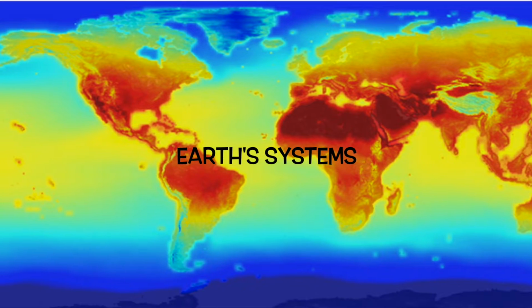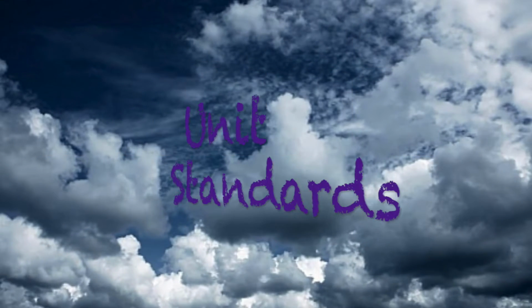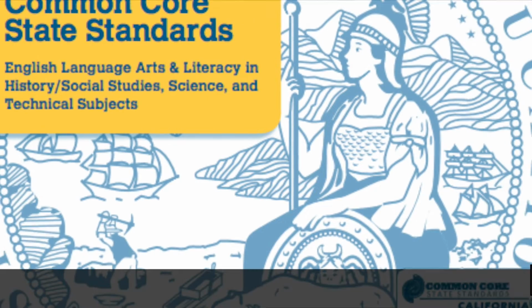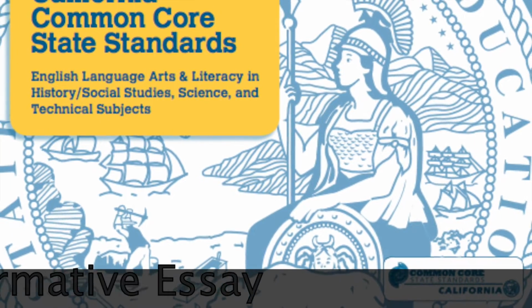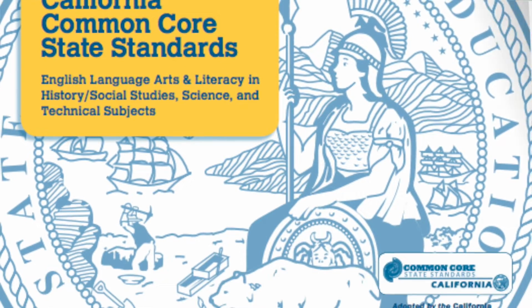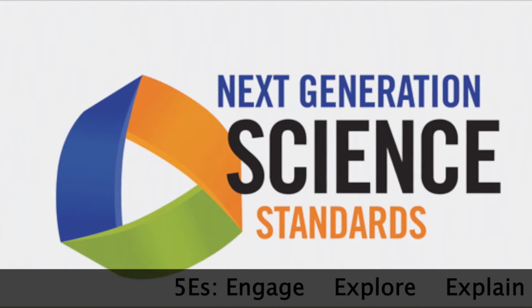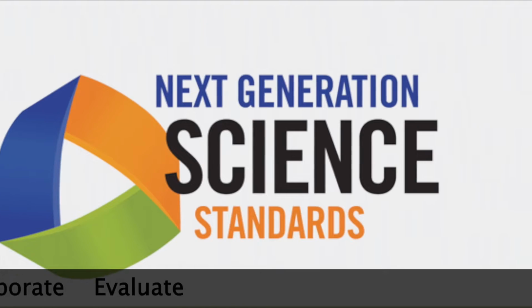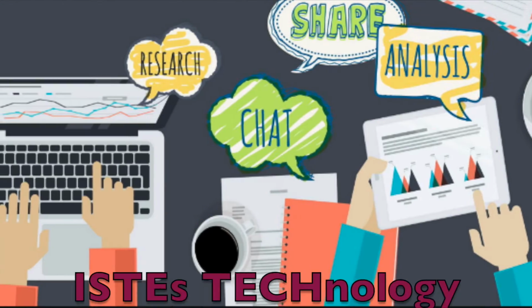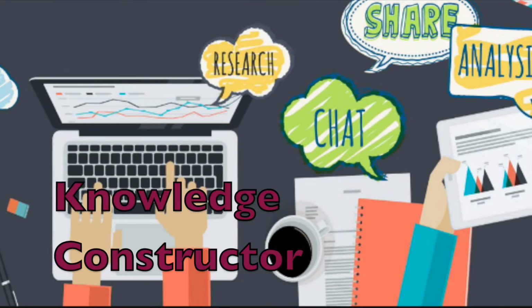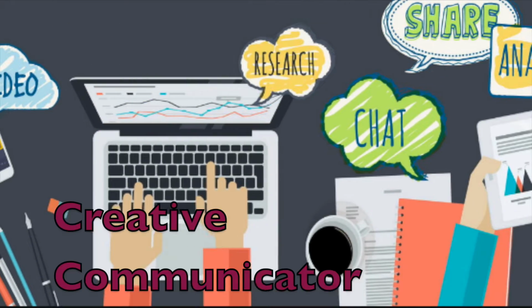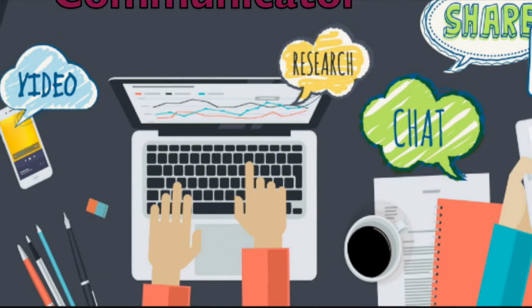3 unit projects. This unit contains California Common Core State Standards in English Language Arts and Literacy, Next Generation Science Standards, also known as NGSS, and ISTE Technology Standards, where students can be empowered learners, knowledge constructors, and creative communicators.